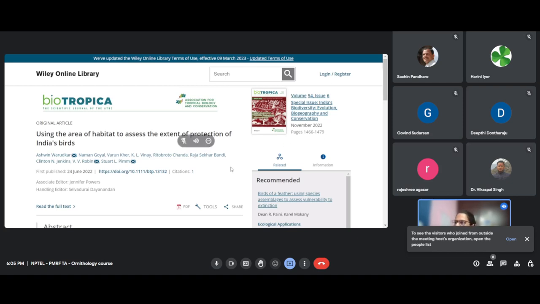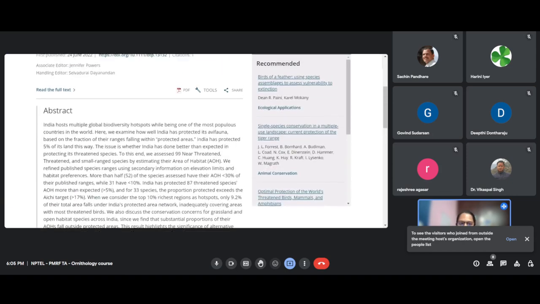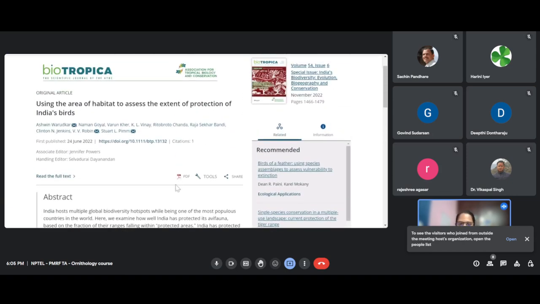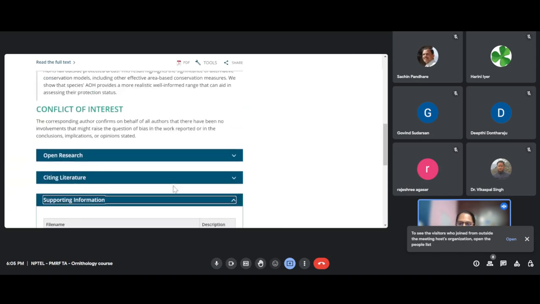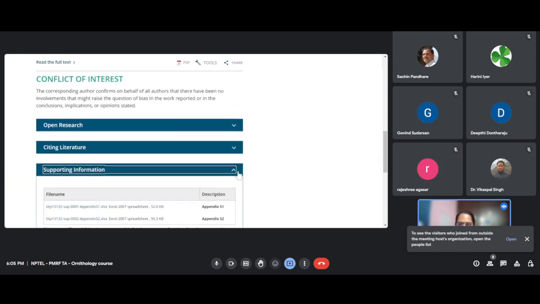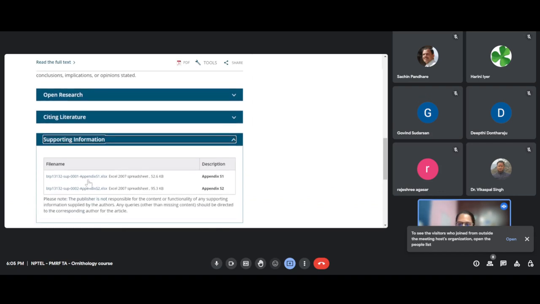Here I've pulled up a paper from the lab which is published in Biotropica. It deals with using area of habitat to assess the extent of protection of India's birds, and this is what your website will look like, the e-version of the paper. If you want to access the PDF, you can click here, it will open a PDF, and if you scroll down, you will see this thing known as supporting information, and then you will find these files, which are actually the appendix. This appendix and supplementary information will contain the exact data that is used in this paper, and this will be cited somewhere in the paper.